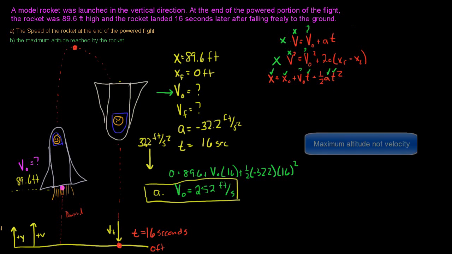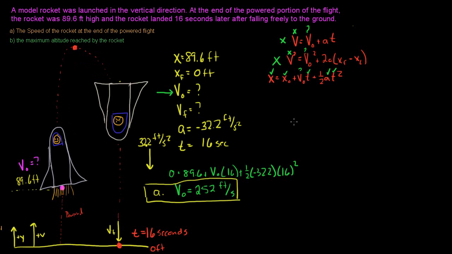Now part B asks us to figure out this maximum velocity reached. When we try to figure out this maximum velocity reached, we just care about this part of the flight. We don't care about what happens after the flight falls back to Earth. So we just want to use the portion from the end of the powered flight to when it reaches its maximum velocity or maximum altitude.